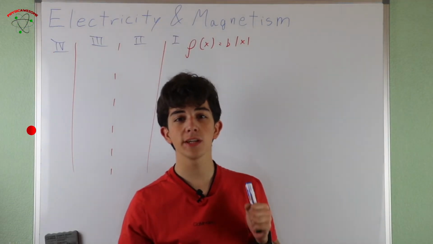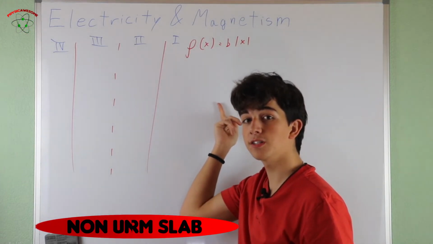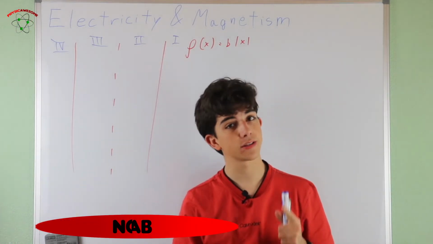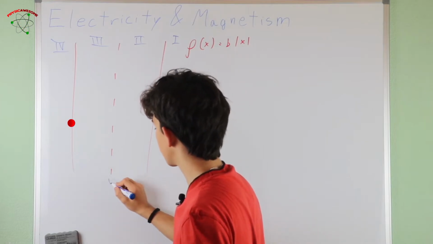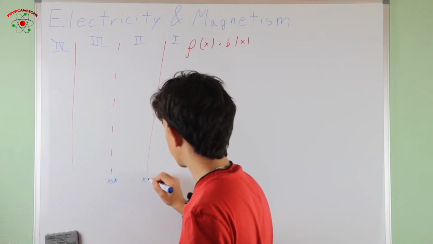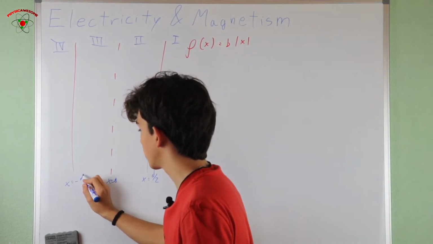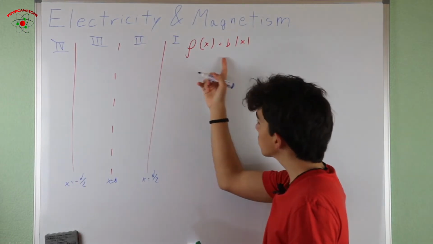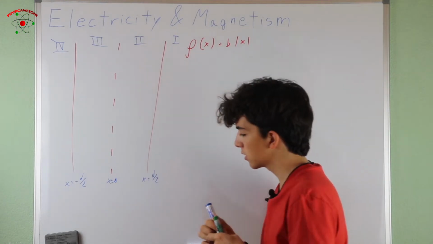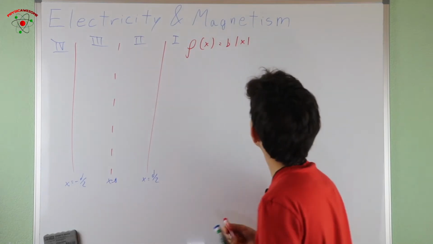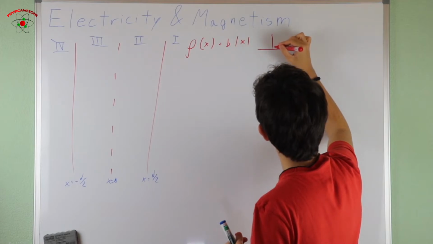Great. Now let's consider what happens when the charge density is not uniform, but is a function of x. As before, we're going to have x equals 0 over here, and x equals d over 2, and x equals minus d over 2. And we're going to have that the charge density is a function of x like this, which really is something like this.